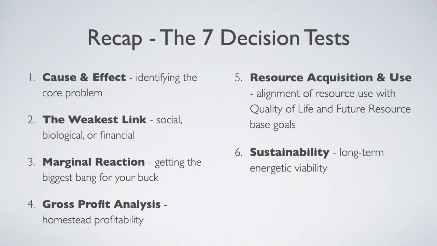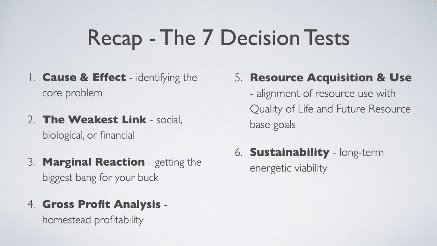6 was sustainability test. We use this test to evaluate a system, process, or enterprise for long-term energetic viability. We want to know that if we do X, it will lead us closer to or further from our desired quality of life and the proper state of our future resource base. We can also use the regenerative degenerative continuum in this step to help get a qualitative sense of the options available to us.